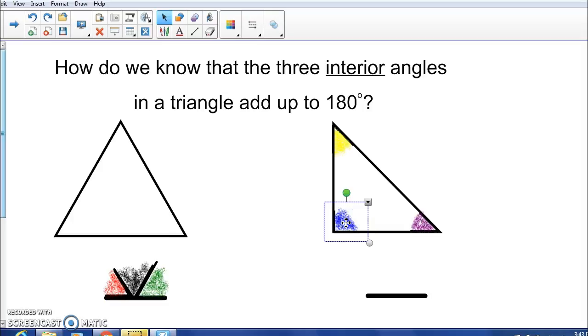This triangle, same thing, even though it's a right triangle and it looks a little different. 1, 2, flip this one, 3, same thing, that makes a straight line, 180 degrees.